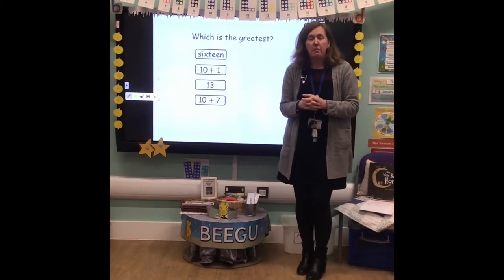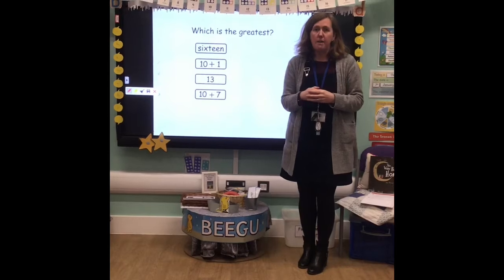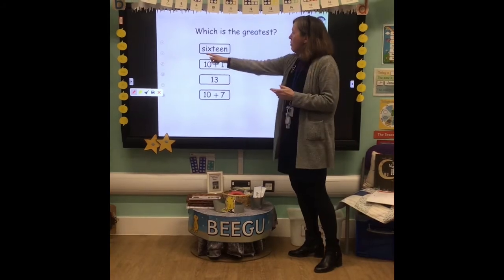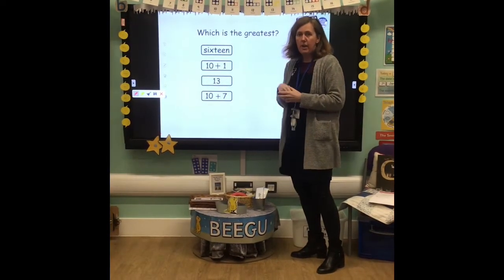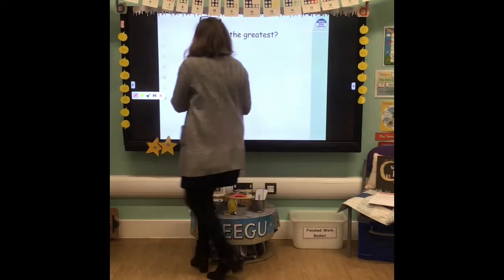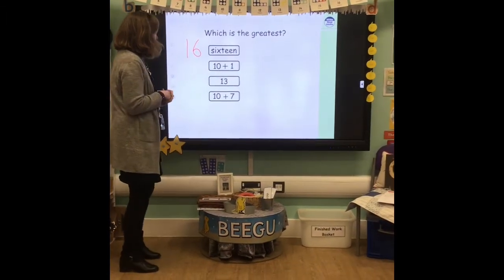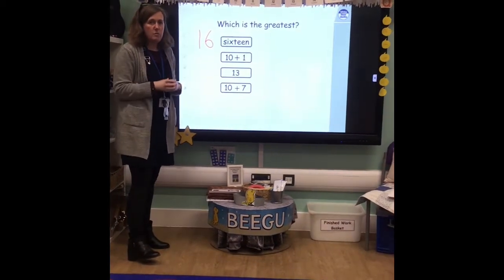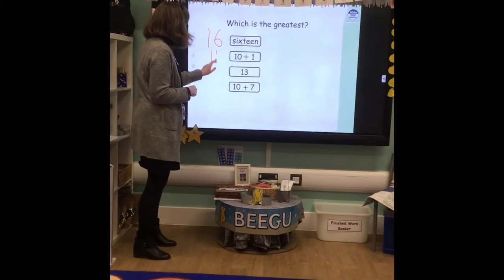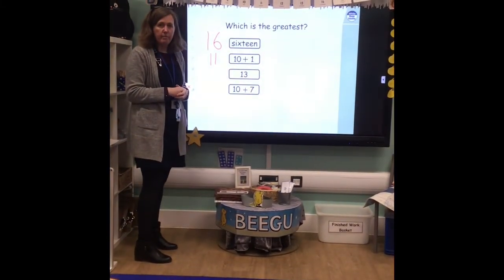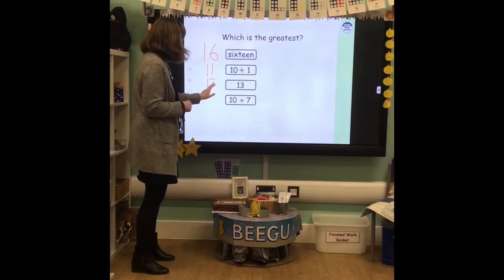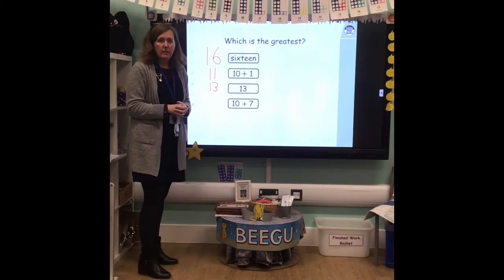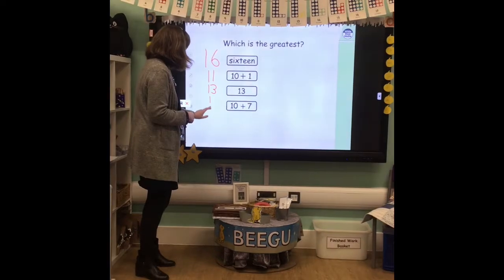So today we're going to be thinking about comparing numbers, okay? So our first question is, which is the greatest? What number does this say here? Any ideas? Well, it is 16, okay? 10 add 1, what is that? 10 add 1, it is 11. What number is this one? This number is 13. And 10 add 7 is what? 10 add 7 is 17.